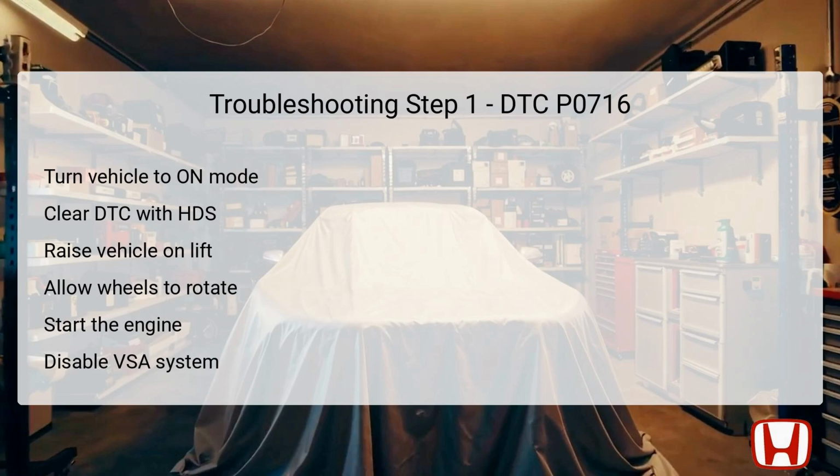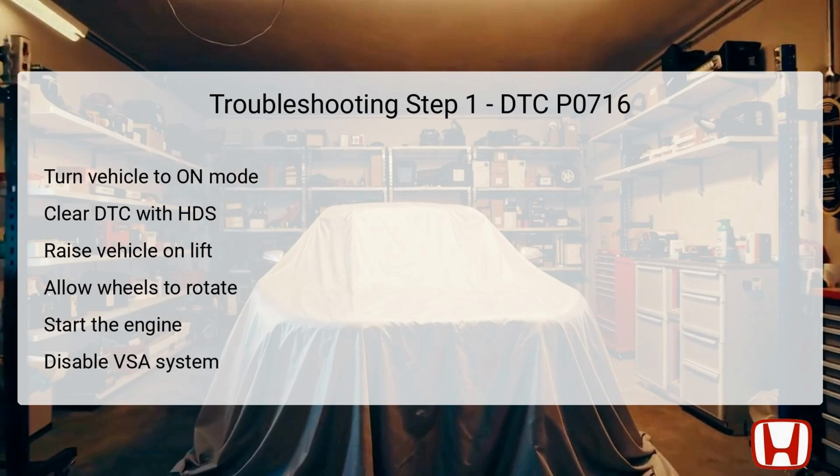After clearing the codes, raise the vehicle safely on a lift, ensuring it is securely supported so all four wheels can rotate freely. Once elevated, start the engine and disable the Vehicle Stability Assist (VSA) system by pressing the VSA off button.